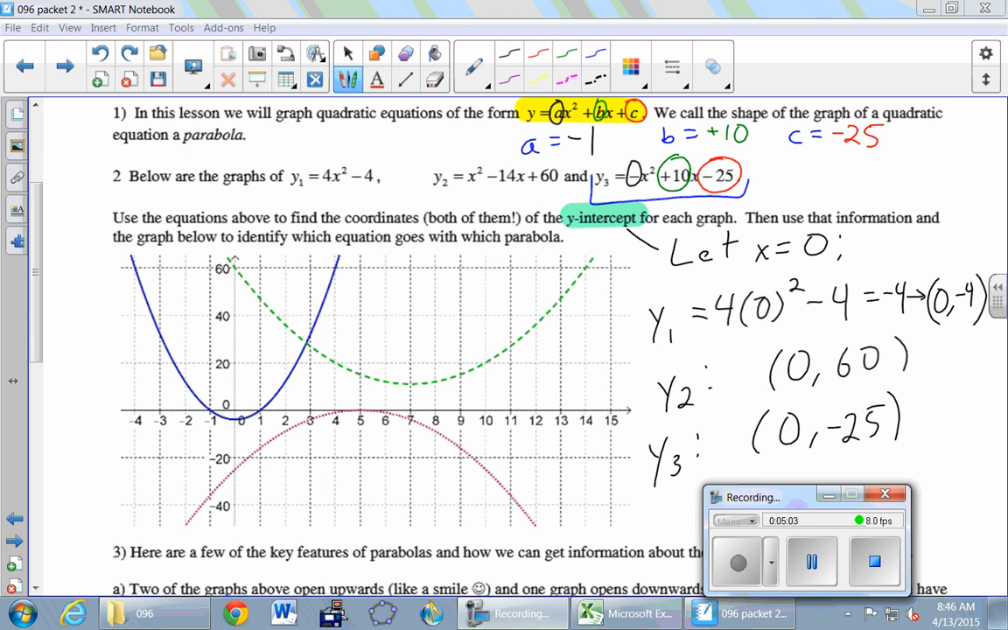So that should tell us which one is which. So (0, -4), what color up on my board here? What color goes through this point? (0, -4). Wait a second here. Oh yeah, there it is. I was having trouble telling where the y-axis was.